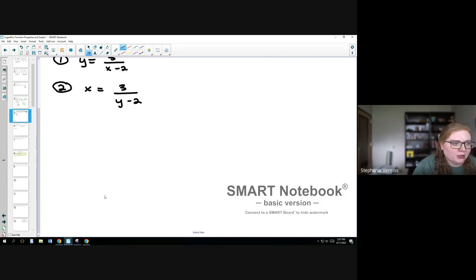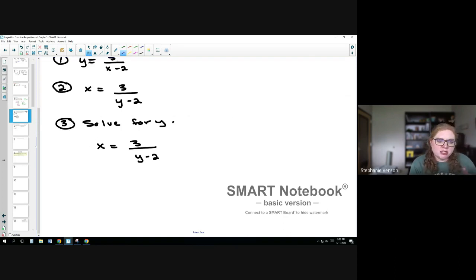Now step 3 was to take and solve what you got in step 2 for y. So we're going to solve for y. Okay, so if I have x equals 3 over y minus 2, and I want to solve for y, the first thing I'm going to do is get rid of that fraction by multiplying both sides by the denominator. So I'm going to multiply both sides by y minus 2.